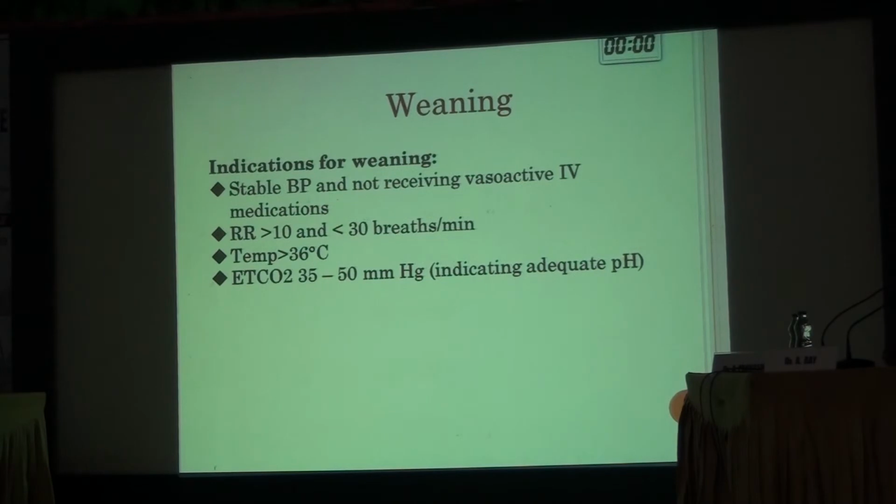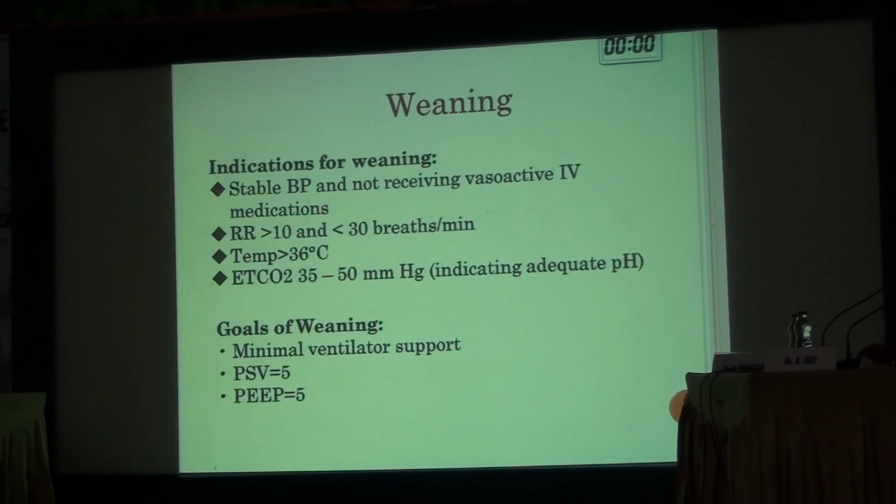So the indication should be stable blood pressure and not receiving any vasoactive medications. This is very, very important for all the postgraduate trainees and the doctors who are practicing critical care in their institutions. Respiratory rate should be more than 10 but should be less than 30. Temperature should be more than 36 degrees Celsius and should not be less than also. There is a cutoff value. And EtCO2, or the end-tidal carbon dioxide, should be between 35 and 50 millimeter mercury.